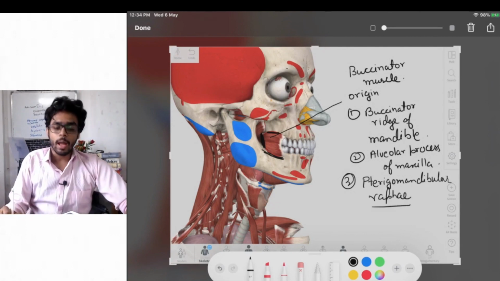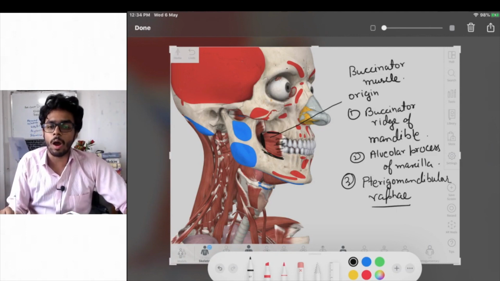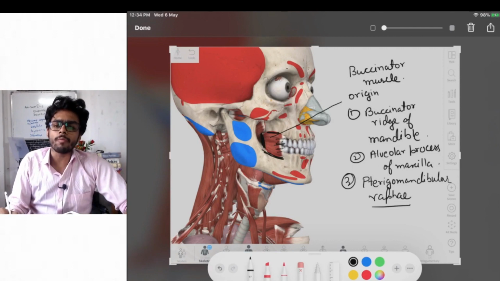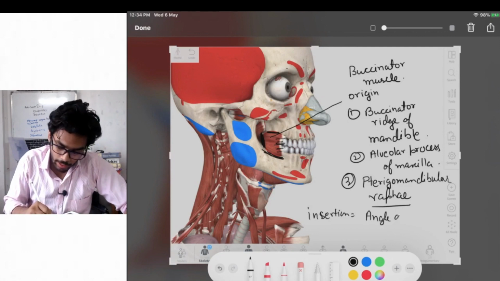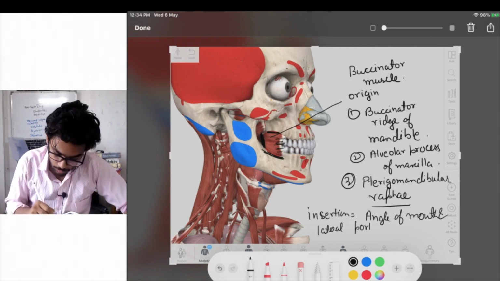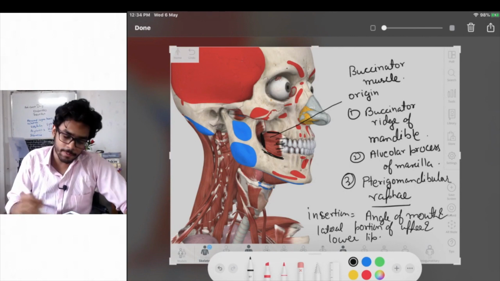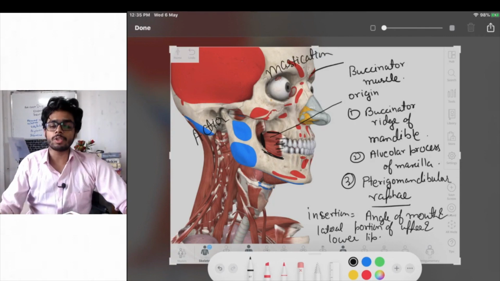And where is it inserting itself? It inserts at the angle of the mouth and the lateral portion of the upper and lower lip. The insertion is the angle of the mouth and the lateral portion of the upper and lower lip. Am I clear? And its action is mastication. It helps in mastication. So this was the function of the buccinator muscle.